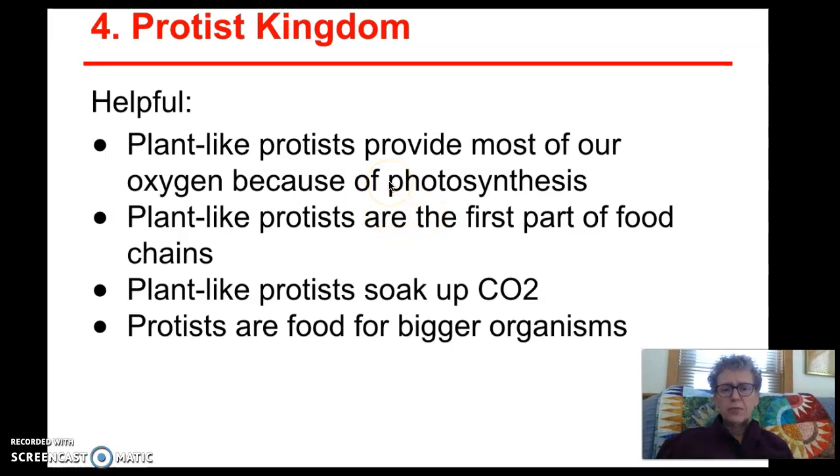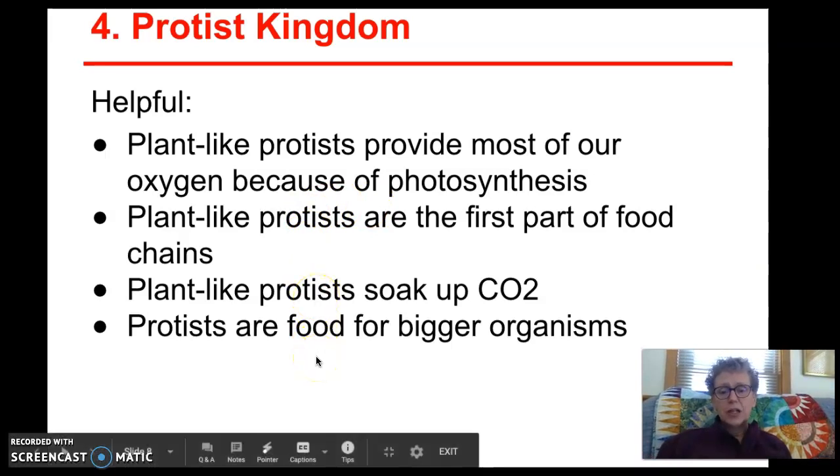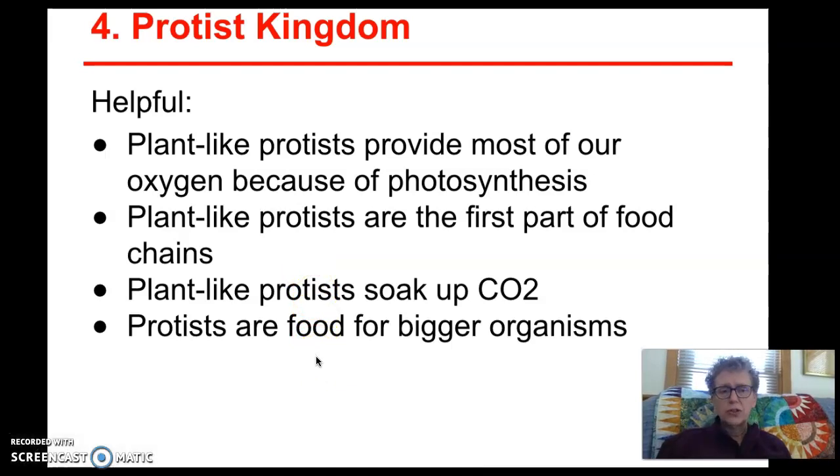Protists are really helpful in the environment. Plant-like protists provide most of our oxygen because of photosynthesis. So the majority of the oxygen that we breathe is actually coming from these little guys, only one cell big, that are doing photosynthesis all the time. Protists are the first part of the food chain. They soak up carbon dioxide, and they are food for bigger organisms. So protists are very important, even though they're only one cell big.